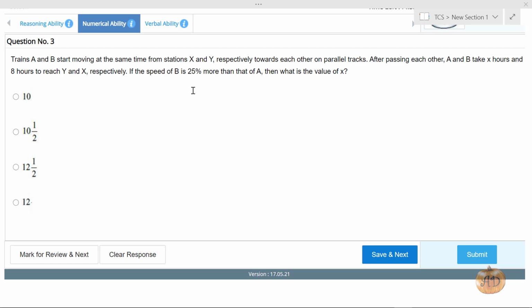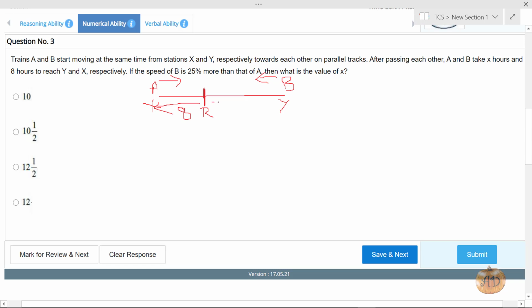Okay, so see in this question what it's given, basically, that suppose this is the distance, this is X, this is Y. So A starts moving from this point and B starts moving from this point, and they travel towards each other. That means B travels this side and A travels this side, and suppose they meet at a particular point called R. So it's saying that after B reaches this point, to reach from R to X it takes 8 hours, and after A reaches this point, A takes X hours from R to Y. So this is basically what the question is.